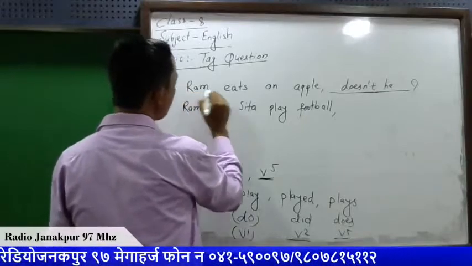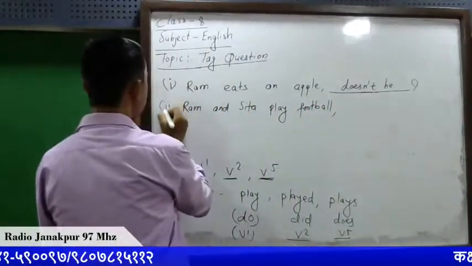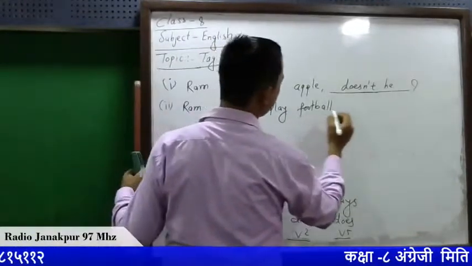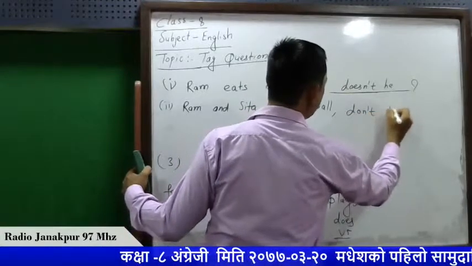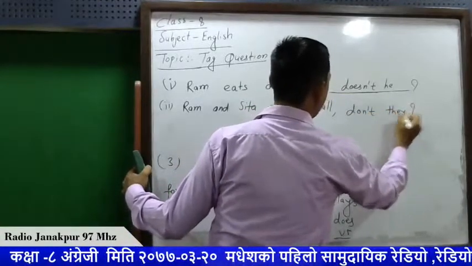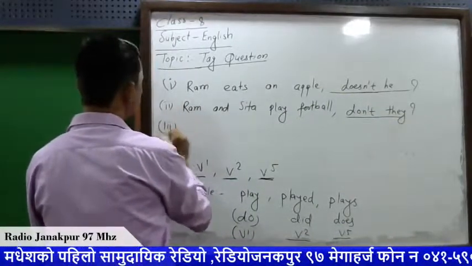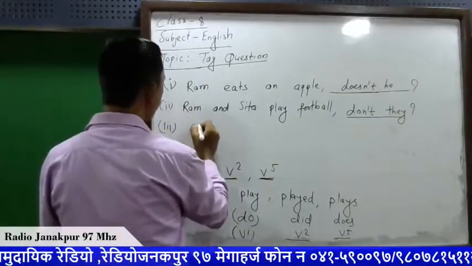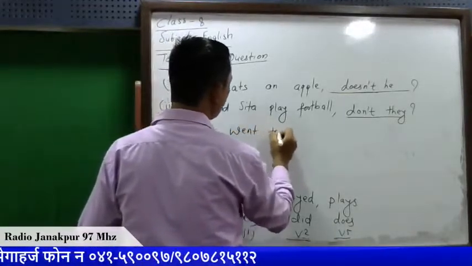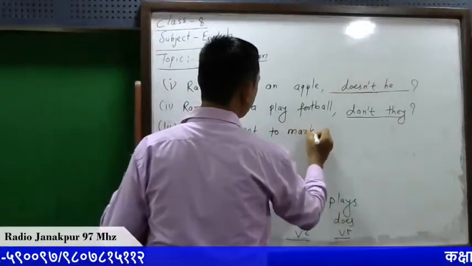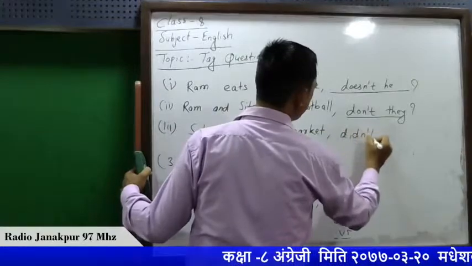Ram eats an apple, doesn't he? Second sentence is Ram and Sita play football, don't they? And third sentence is Sita went to market, didn't she?